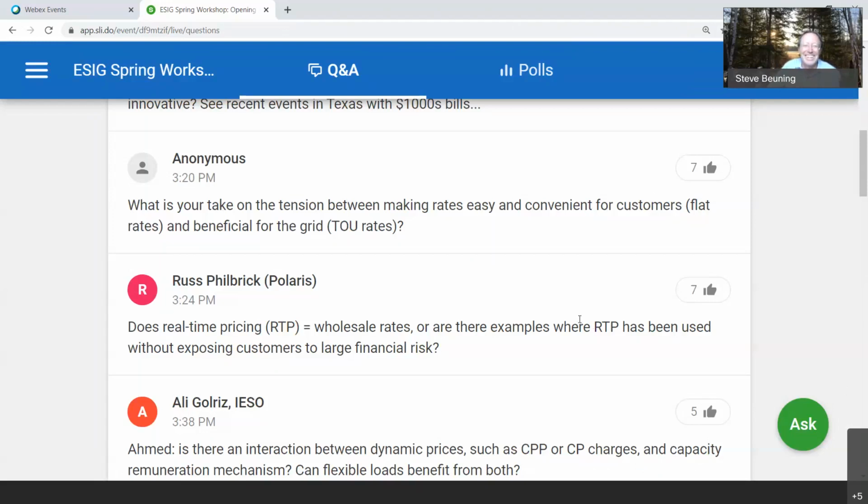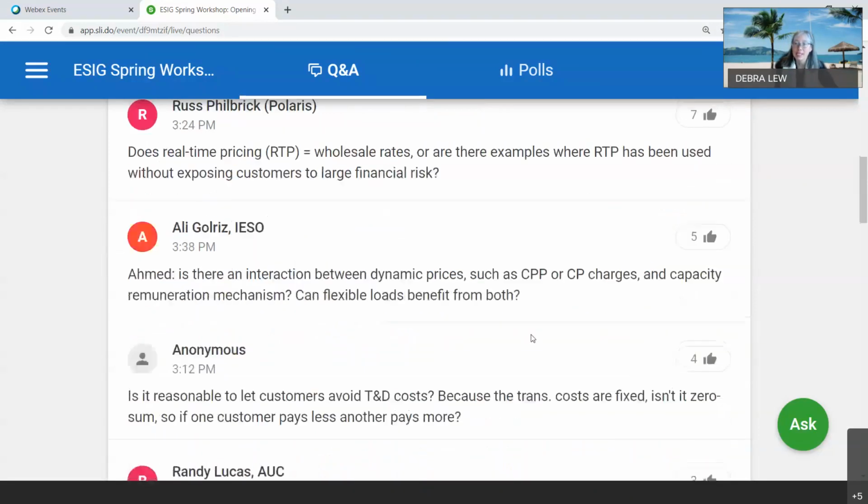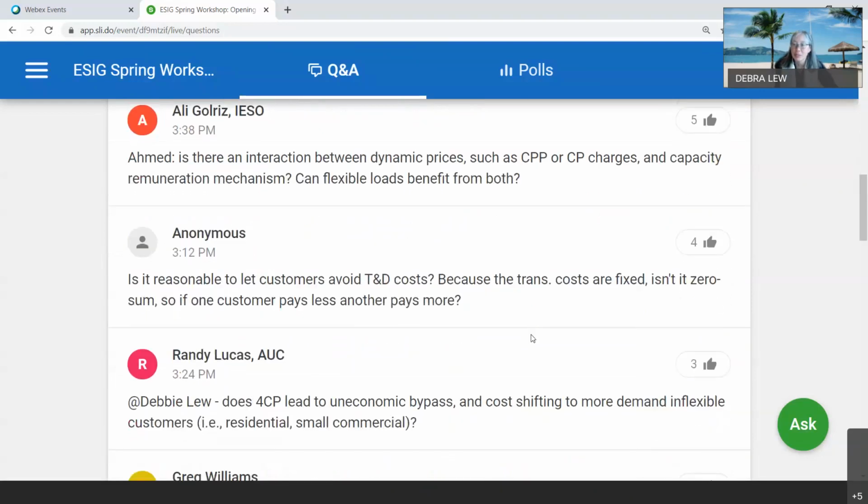Okay, maybe we'll take just one last question. Yeah, real quick. Ahmad, there was a question about interaction between dynamic prices such as CPP or CP charges and capacity remuneration mechanisms, and can flexible loads benefit from both?